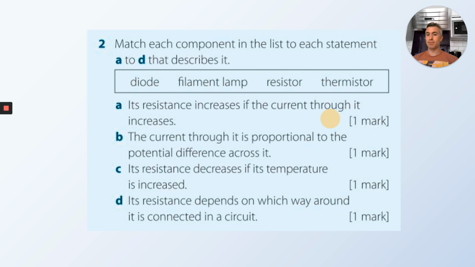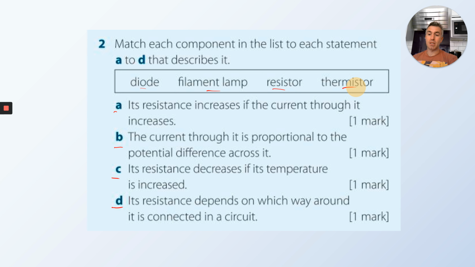Next one, match the component in the list to each of the statements A to D. So there we go. We've got A, B, C, D, and we've got 1, 2, 3, 4. Which of these is a resistor? Which is a filament lamp? Which is a diode? And which is a thermistor? Its resistance increases if the current through it increases.